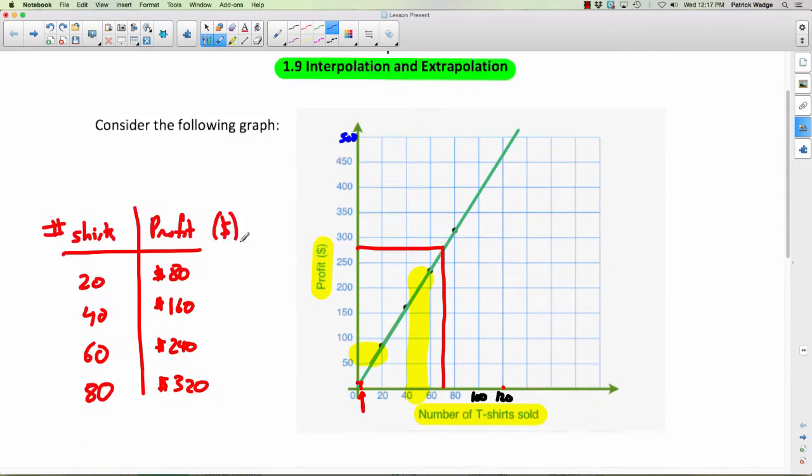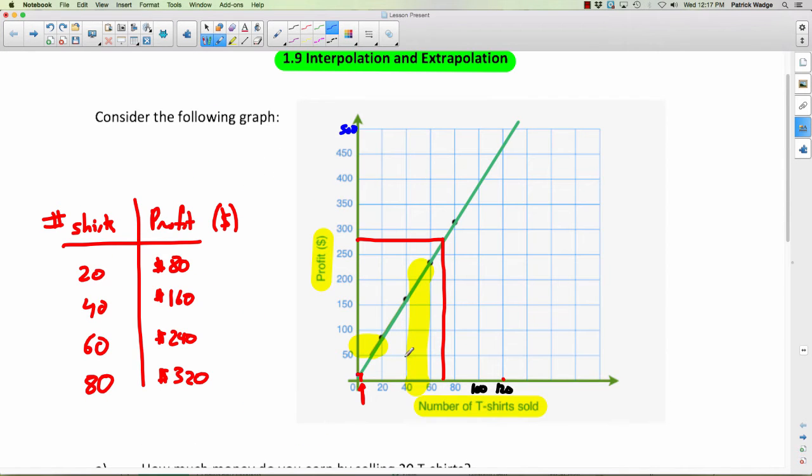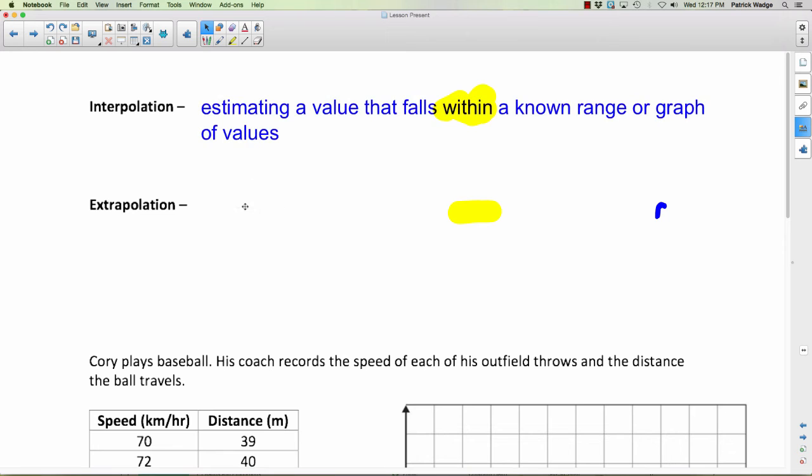So back here again, the reason it's extrapolation for 120 t-shirts is because 120 t-shirts was not within our data points, right? We had to increase the line. We had to add to the line. Our data points ended right here, and 120 was beyond that. There you go. Hope that makes sense.